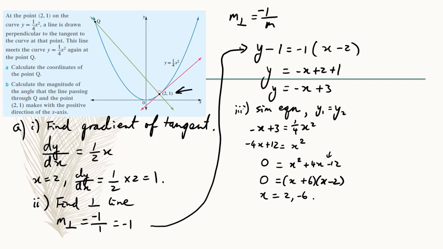Now obviously we already have the coordinate where x is equal to 2, so the other one we want is x equals -6, which is at point Q. So then subbing x equals -6 into either equation, doesn't matter which one, I would recommend the linear one. So then y equals 6 plus 3, giving us a 9. So then Q is equal to (-6, 9).